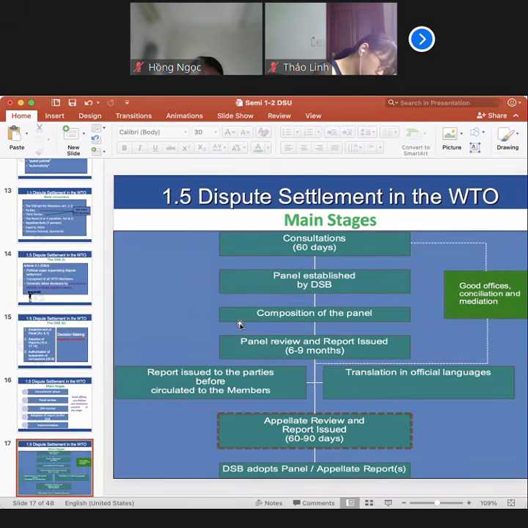Now, next step. If the panel has prepared its report, the report is issued to the parties before it's circulated to the members. And at this stage, if a party doesn't agree with the report, then right here at this step, they have to send the request for appellate body review. Okay, and so with this kind of request, the dispute is going to be moved further to the next stage, appellate body review.